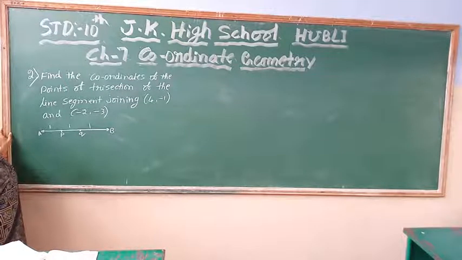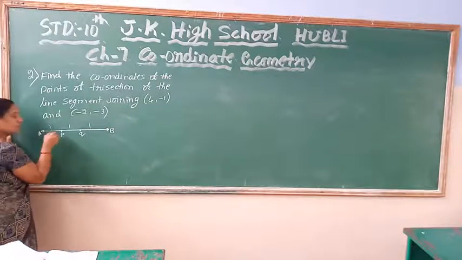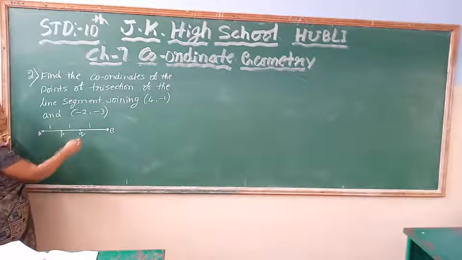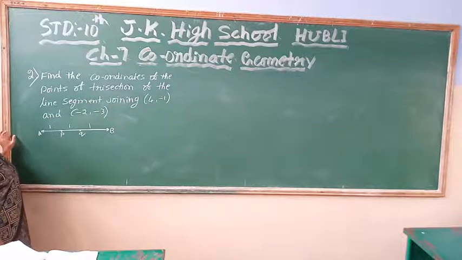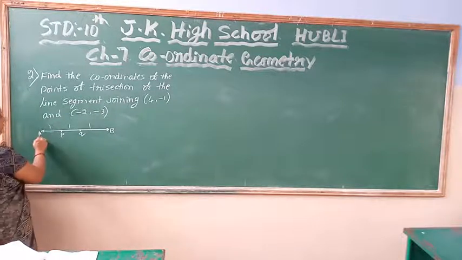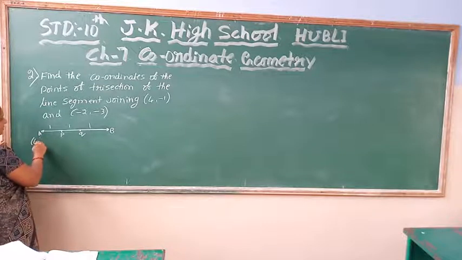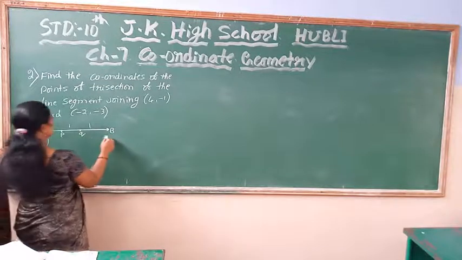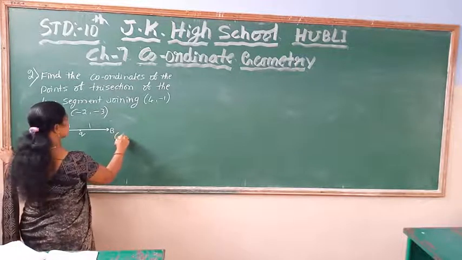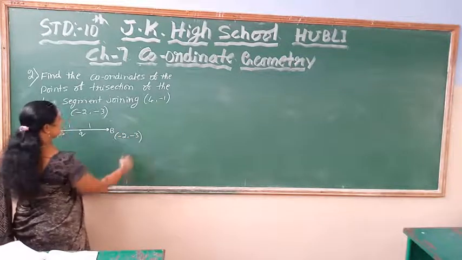So now find the coordinates of the points of trisection of the line segment. So I will find out the coordinates of P and I will also find out the coordinates of Q. The line segment is joining A and B. The coordinates of A are (4, -1) and the coordinates of B are (-2, -3).